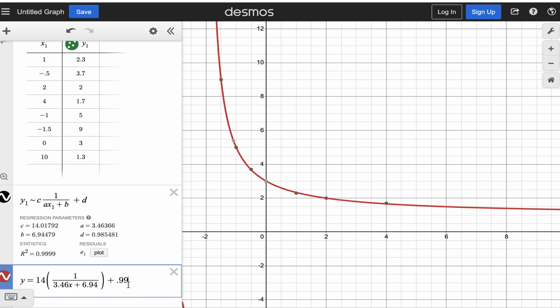This is what I want you to type in for the equation of the model. And remember that the r squared, the fit, is 0.999. Really good fit. Okay. So that's what I wanted you to say on that last one. All right. That finishes the test.